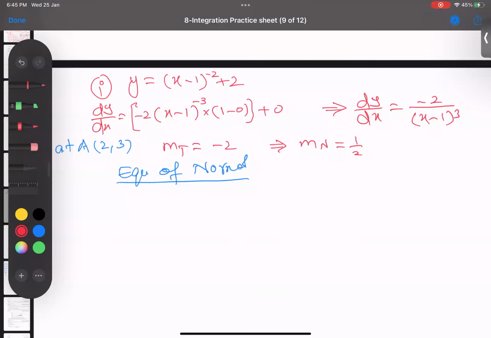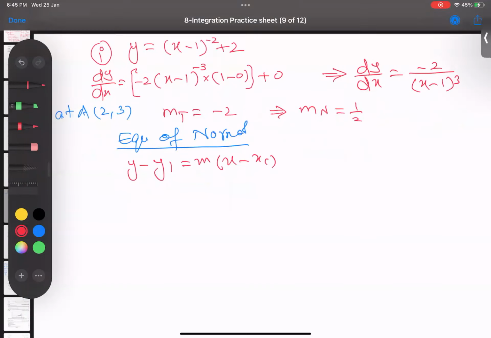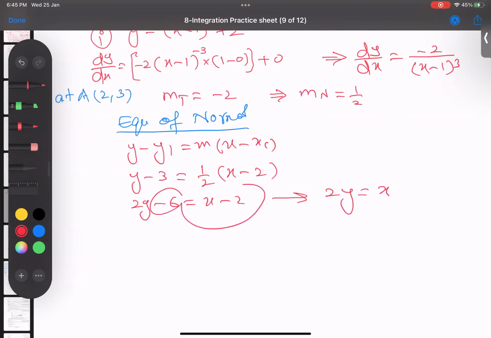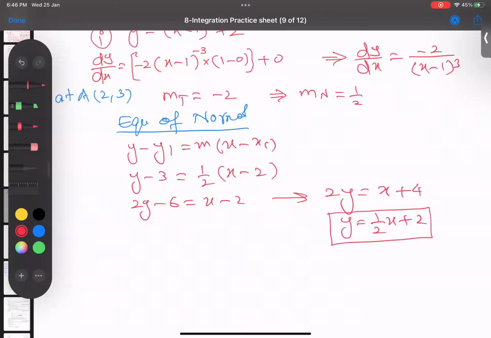Now, I'm looking for the equation of the normal. What is the formula? y minus y1 equals m times (x minus x1). y1 is this 3, so y minus 3, and m is the gradient of the normal, half, and x minus x1, which is 2. Multiplying by 2 on the left-hand side, I get 2y minus 6 equals x minus 2. So 2y equals x, and this 6 goes to the other side and becomes plus 4. This is not final. We have to make y alone, so divide the whole equation by 2. So I got half x here and a 2 here. This is my final form.